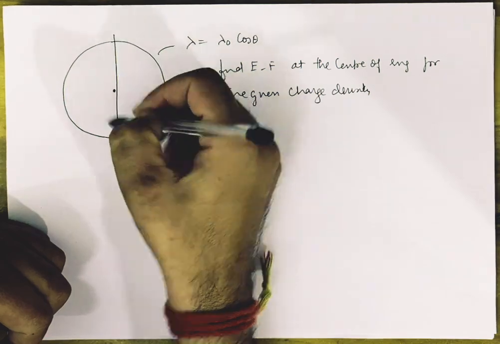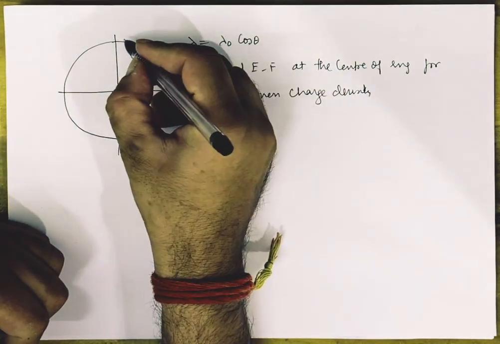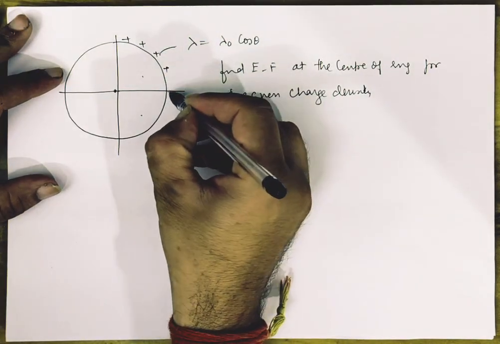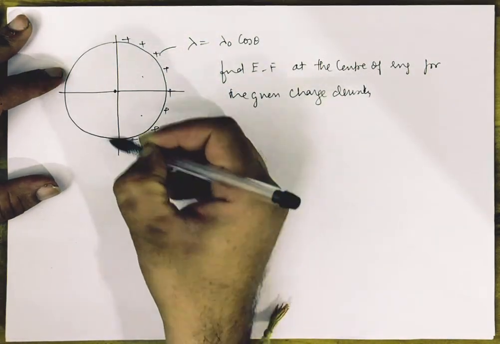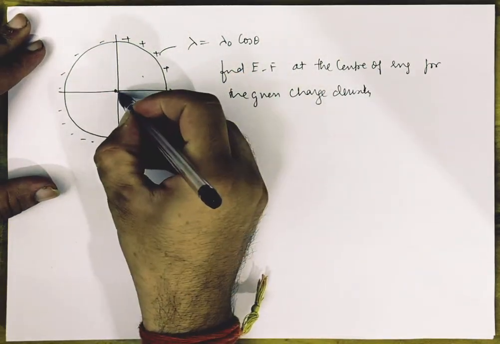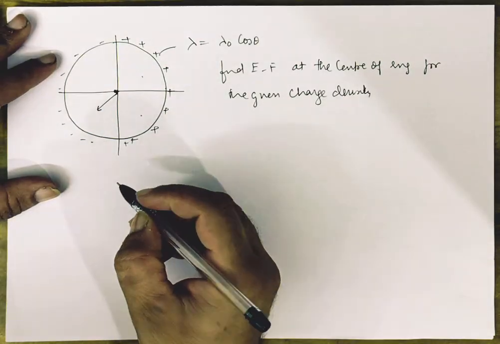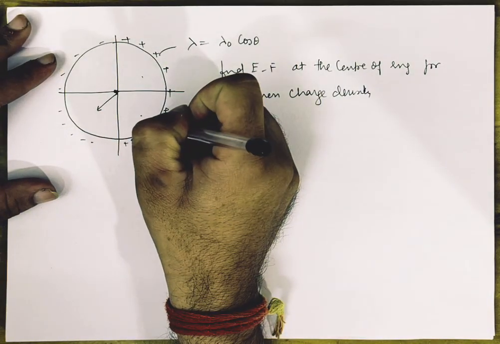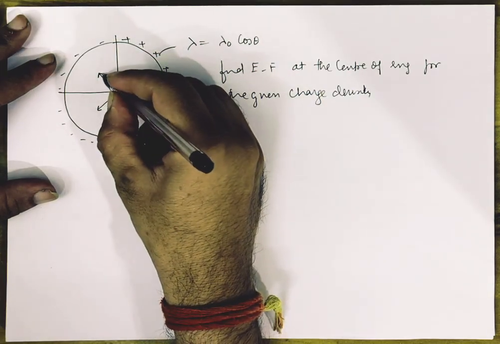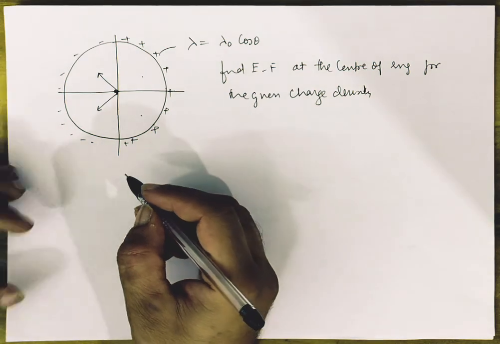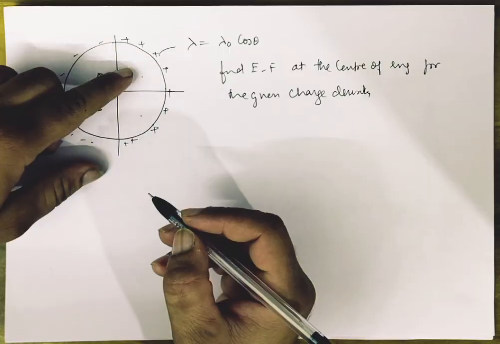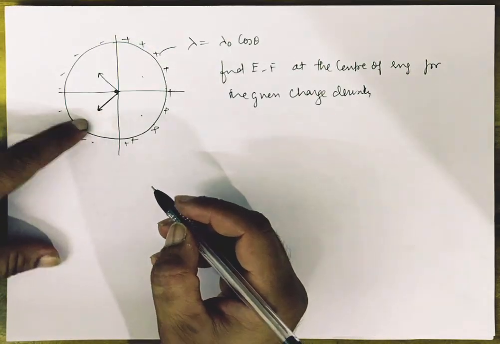So first you have to analyze how the charge is spread. Cos is a function which gives positive results in the first and fourth quadrants. So the right half is completely positive and the left half is negative. The first quadrant and third quadrant will contribute towards this field, and the fourth quadrant and second quadrant will contribute towards this field. So we can calculate for these two quadrants and one direction.